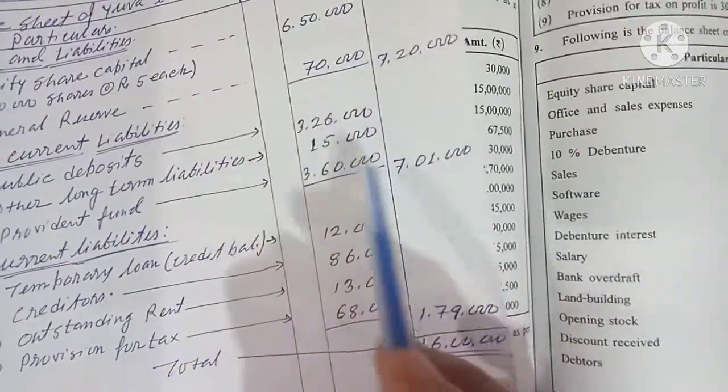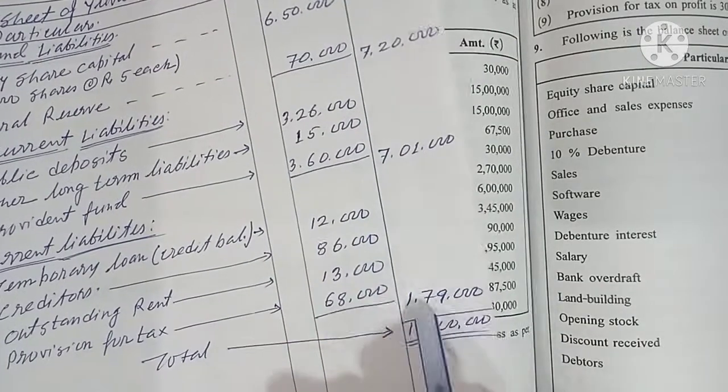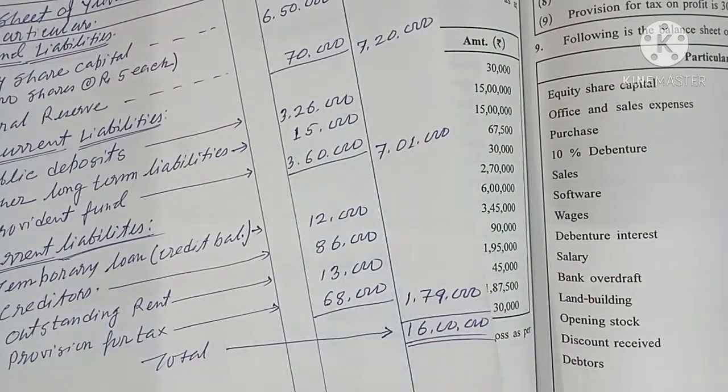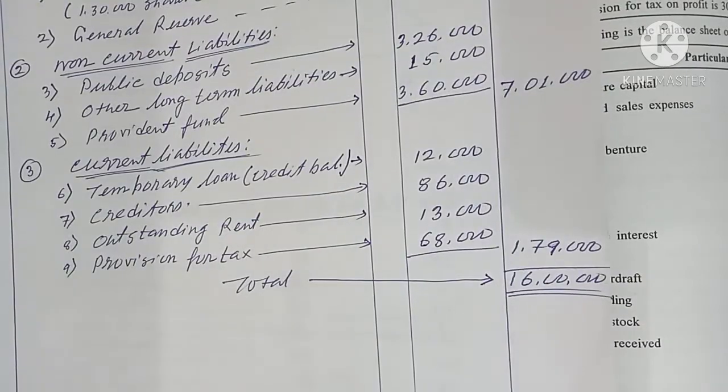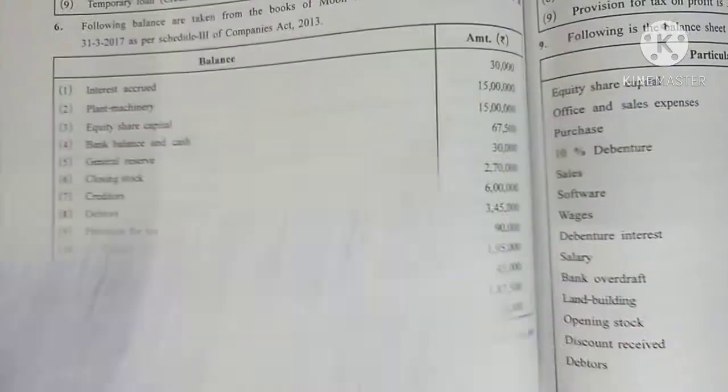So this two total is this, this three total is this, and this four total is this. If you add these three, you will get 16 lakh. That is your total liability side balance. These are the things, nothing hard at all.